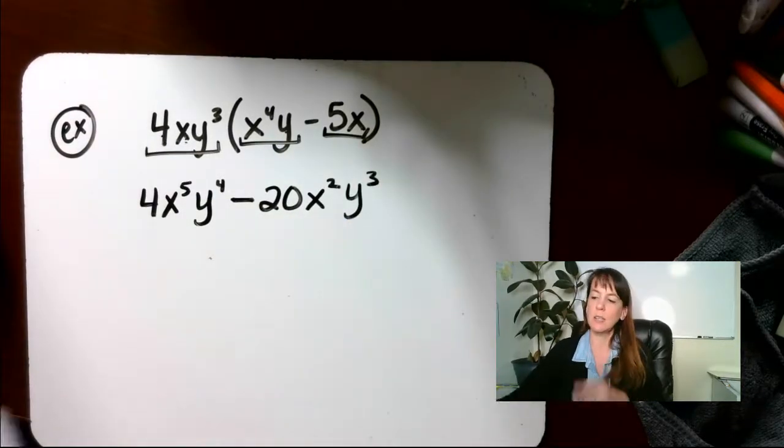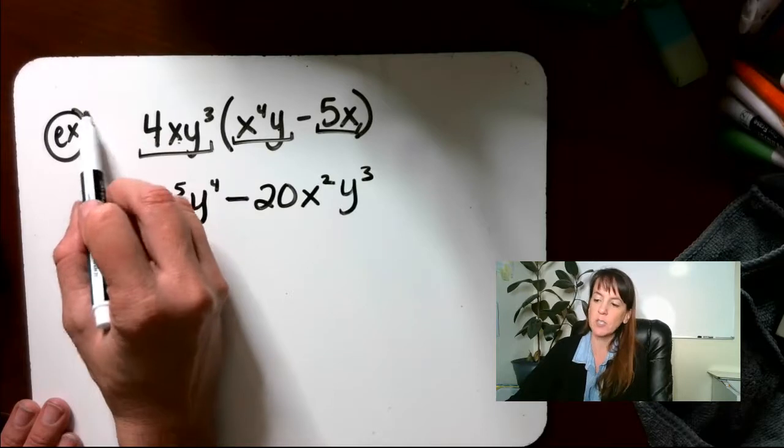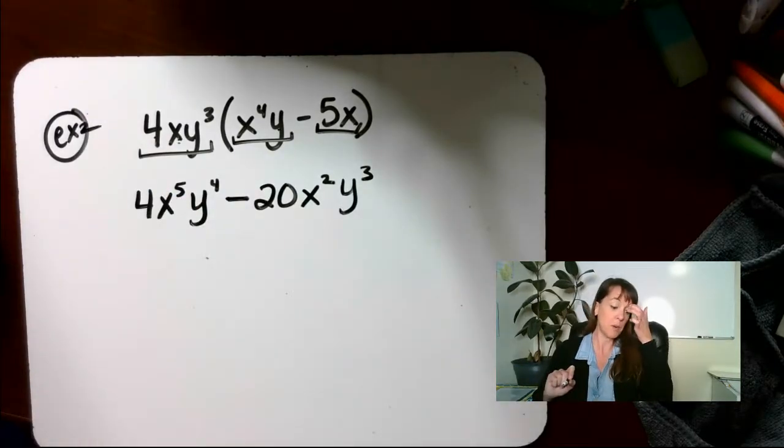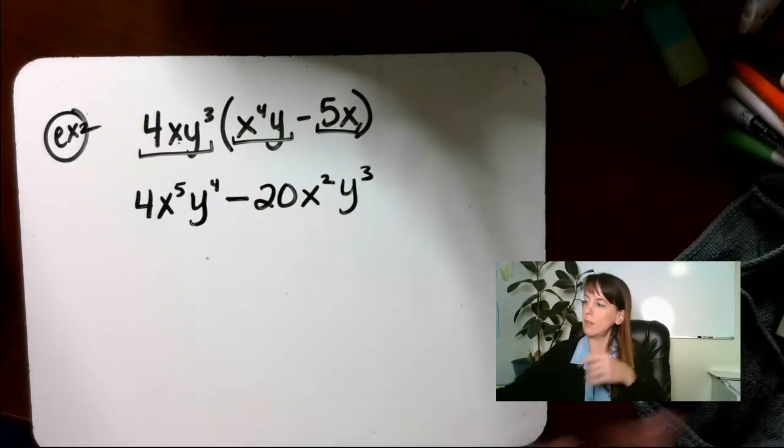x to the 1 gives us x squared, y to the 3rd. And you have just done the, this is example number 2, by the way. You've just done the distributive property. Distributive property, yay. All right, so let's talk about example number 3.